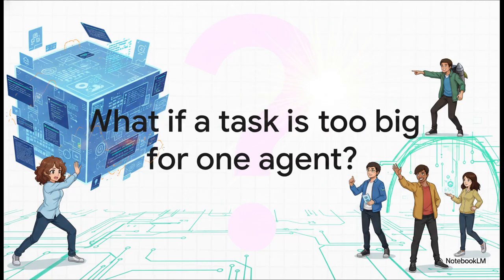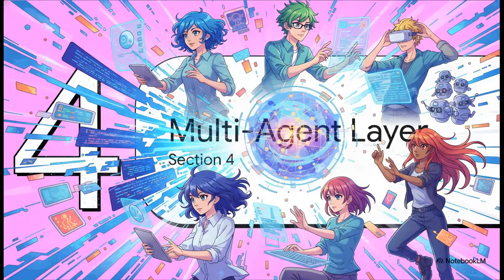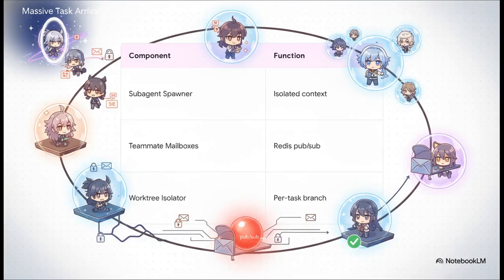That exact question brings us to my absolute favorite part of this entire explainer. Section 4, unlocking the multi-agent layer. Let's see how this magic actually builds out. When a massive task arrives, the sub-agent spawner literally spins up multiple new agents. It's like building a virtual team on the fly. Each agent gets a cleanly delegated task and an isolated context, so they don't step on each other's toes.